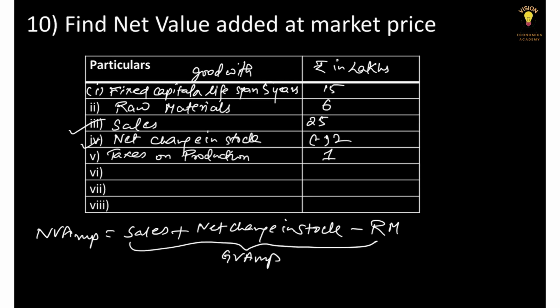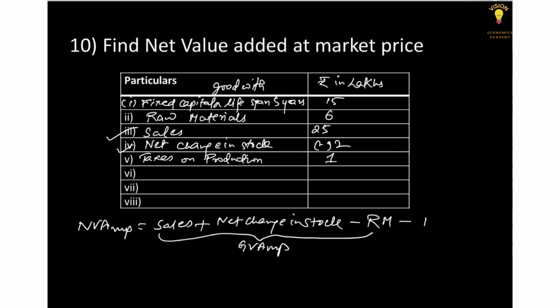Then from GVAMP we need NVAMP, that is minus depreciation. Now there is a trick over here. As depreciation is not given directly, then fixed capital goods with a lifespan of 5 years, that means this capital good is going to wear and tear within 5 years. So per year its depreciation would be 15 by 5 equals to 3 lakhs. Total depreciation in 5 years is 15, so we are calculating yearly, so it is 3 lakhs.